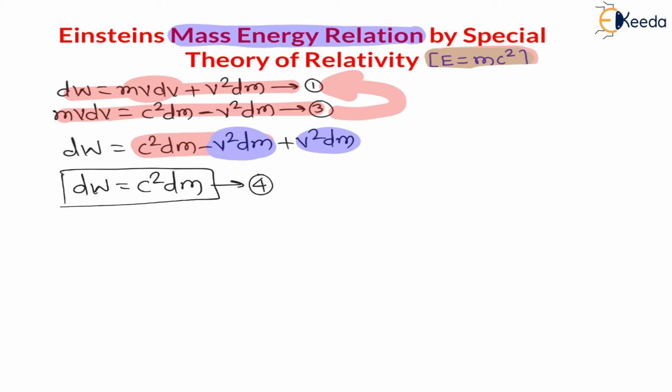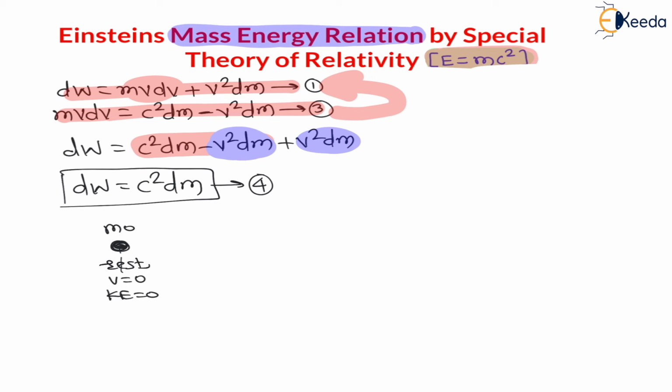Now again, just now we have seen, we have one rest mass m0. Rest means at this location velocity is 0, which means kinetic energy is also 0. If mass is not moving, what is the kinetic energy? 0 only, right?